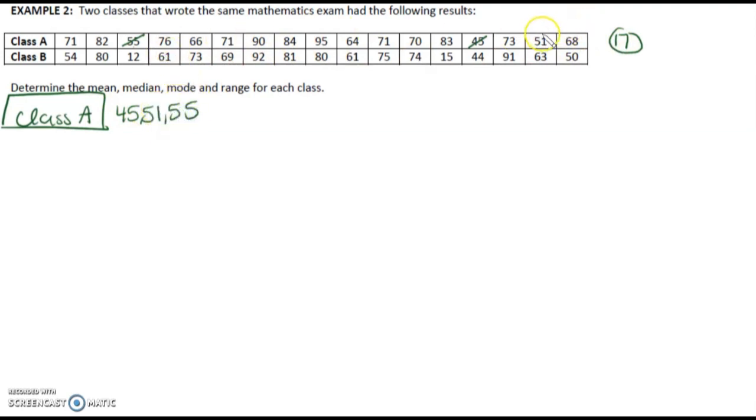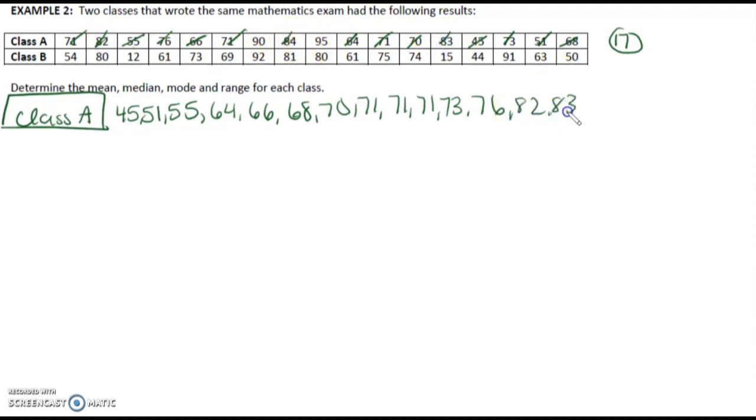I think that's all for the 50s. And then the 60s are going to be 66, 64, and 68. So 64, 66, 68 in order. We get 70, 71, 71, 71. And then we get 73, 76. Okay, and then for the 80s, we get 82, 83, and 84. And for the 90s, we get 90 and 95.